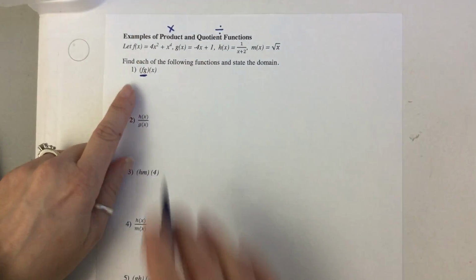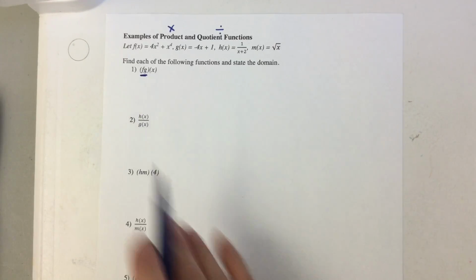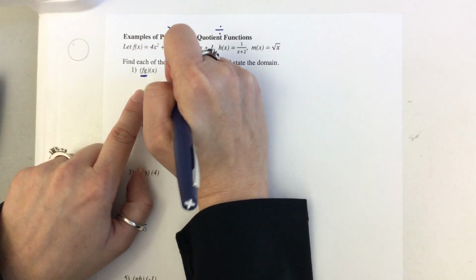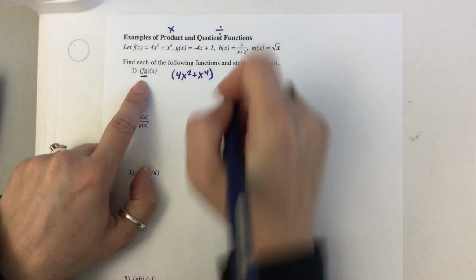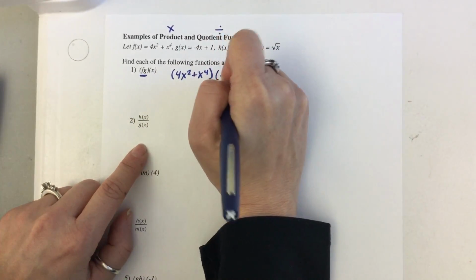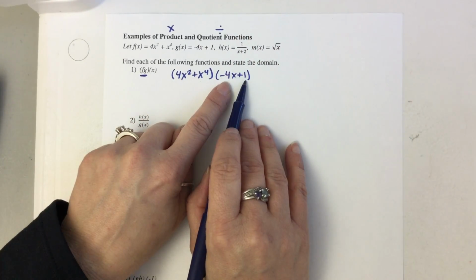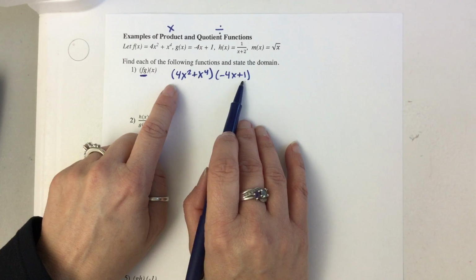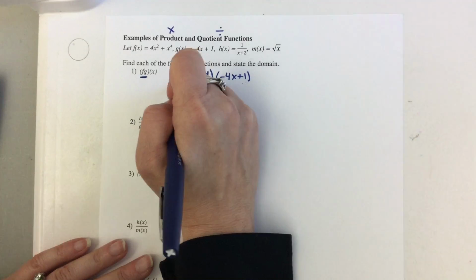This tells me that I need to multiply the f function by the g function, then just leave it in terms of x. So f is 4x squared plus x to the power of 4 times g. G is -4x plus 1. Notice this is 2 terms by 2 terms. If you are multiplying 2 terms by 2 terms, this is the good old-fashioned FOIL method.